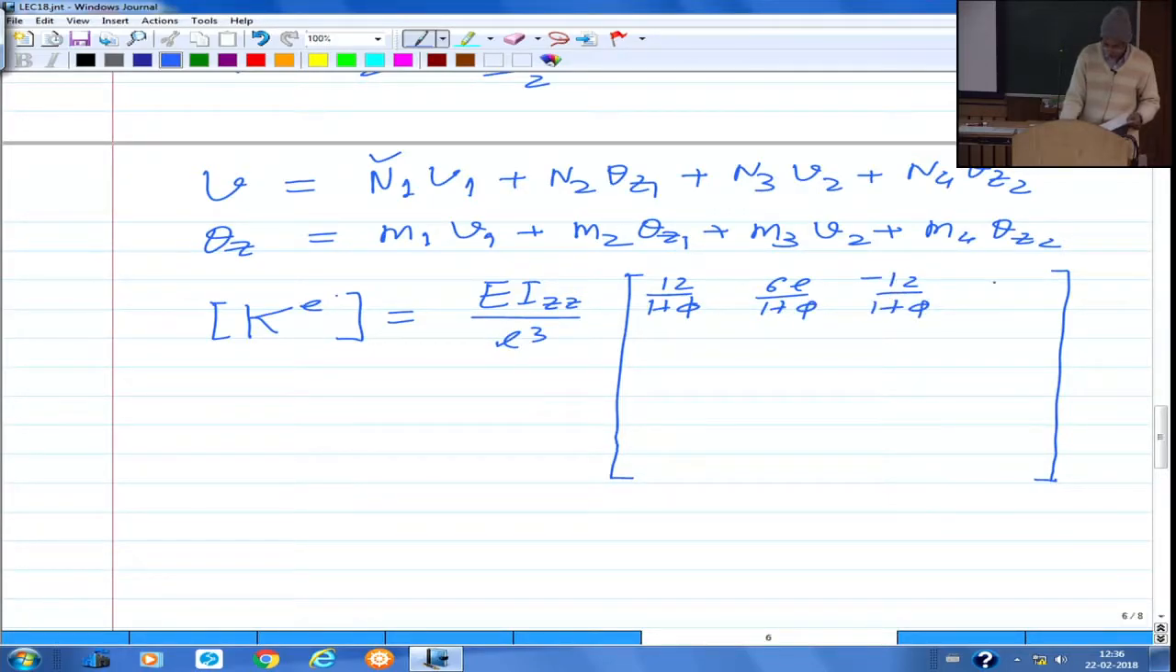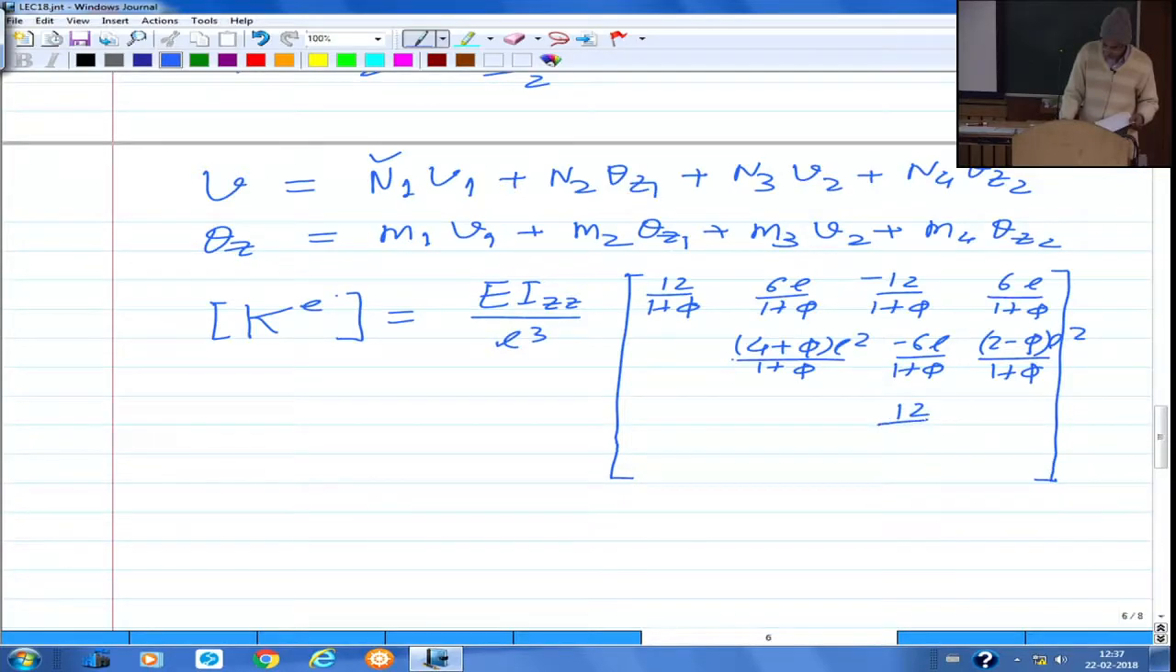the upper half. So 4 plus phi into L square divided by 1 plus phi is this element, then you have minus 6 into L upon 1 plus phi, and then this is 2 minus phi L square divided by 1 plus phi, and then this is 12 upon 1 plus phi, and this is minus 6L upon 1 plus phi, and the last is here 4 plus phi into L square divided by 1 plus phi, and of course it is symmetric, so the other you can fill up. So these are the symmetric terms, we can just get that.